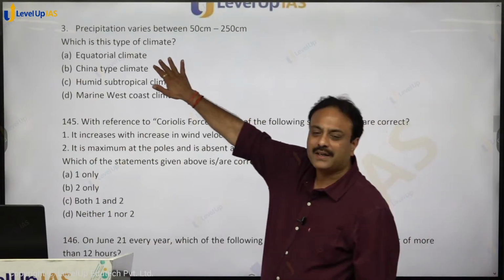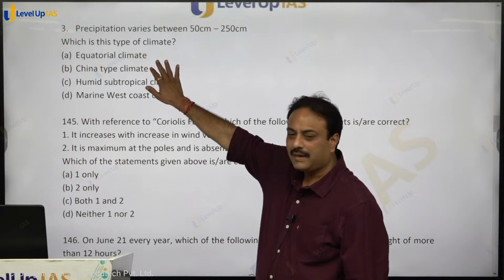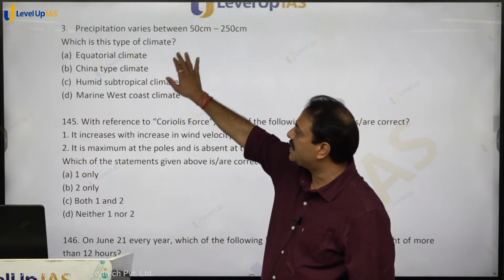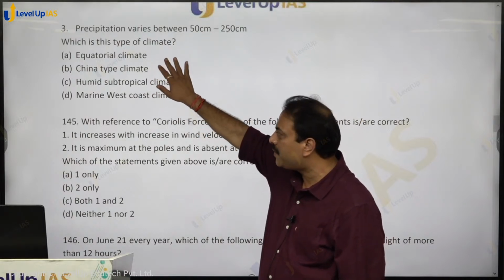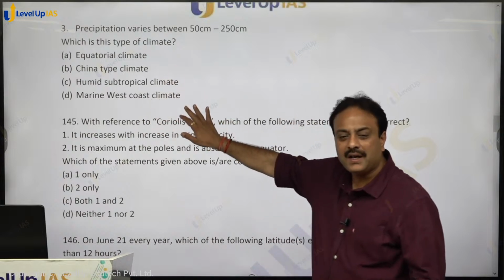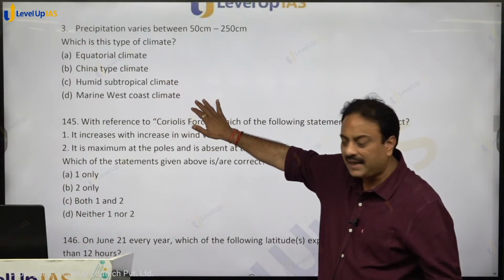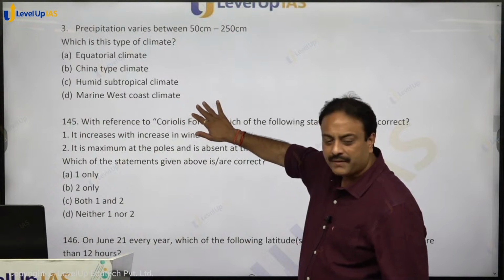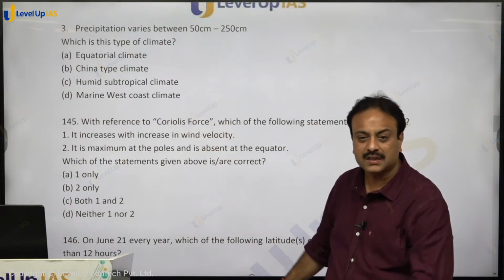Equatorial type of climate. Rainfall will not be less. China type, monsoonal element will be there. Humid subtropical, that we discussed yesterday, right? Marine west coast is the answer to this particular question.